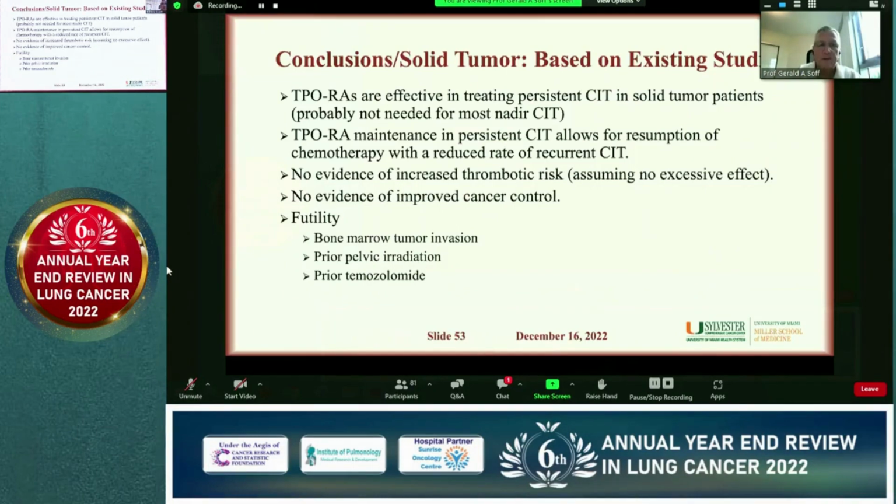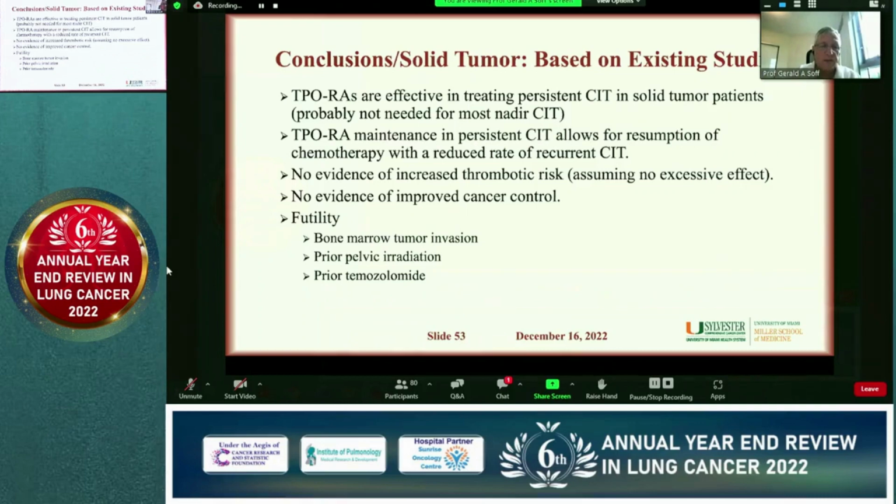There's no evidence of a thrombotic risk. We would need very large numbers to have strong statistics, but so far we're not seeing anything of concern there. We don't have evidence yet of improved cancer control. We can't say the cancers have gotten worse, and anecdotally, the patients whom I was treating for over a year, we did not see cancers taking off and growing aggressively, which is all very encouraging.